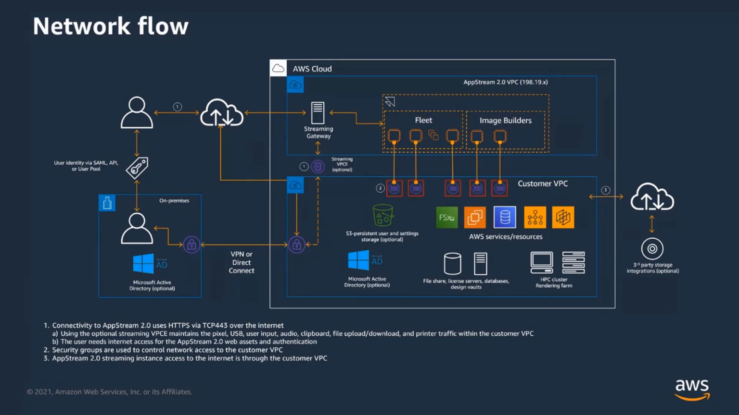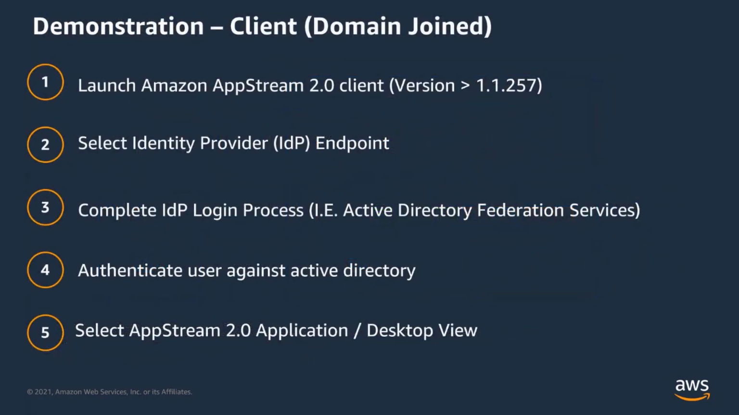Now that we know the network flows associated with AppStream 2.0, let's talk about the demonstrations we're going to do. The first demonstration is going to be a domain-joined AppStream 2.0 using the client on my local desktop application. As I mentioned before, that'll give me the ability to connect to it remotely with my smart card, as well as use my smart card within the session to authenticate to federal government sites.